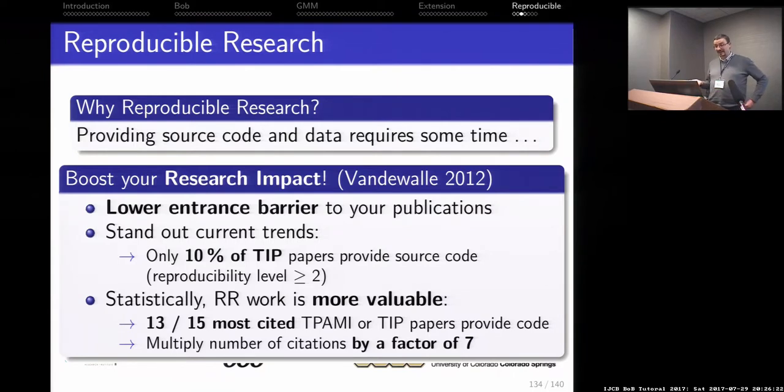And he made a test that showed that only 10% of the papers in the Transactions on Image Processing provided some source code. So if you provide source code, you stand out from the current trends. And it is more valuable. So 13 of the 15 most cited PAMI or TIP papers provided source code. And by providing source code, you can, on average, multiply the number of citations of your paper by a factor of 7. So I hope that this is giving some initiative to try at least to provide reproducible research.